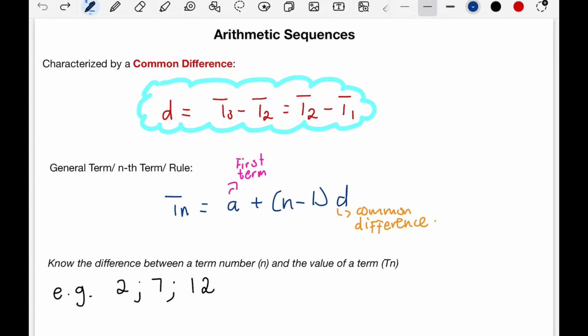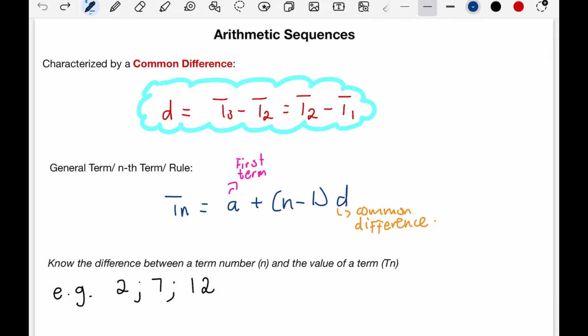We know that arithmetic sequences are characterized by what we call a common difference. This means that if you take term 3 and subtract term 2, you should get the same answer as you would get if you took term 2 and subtracted term 1, or if you took term 4 and subtracted term 3. In other words, all consecutive terms in an arithmetic sequence have the same difference. In an example, if we had the arithmetic sequence 2, 7, and 12, 7 minus 2 is 5, and 12 minus 7 is also 5. Therefore, this has a common difference, and we can confirm it is an arithmetic sequence.